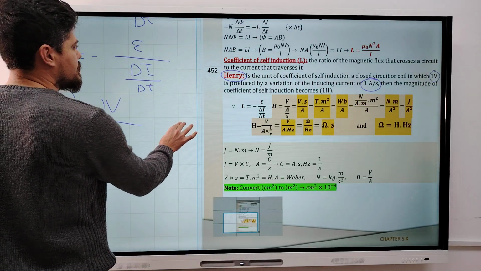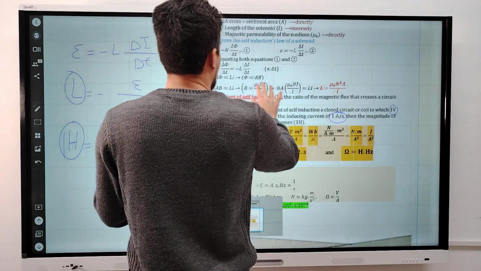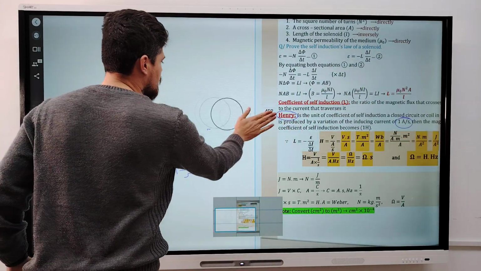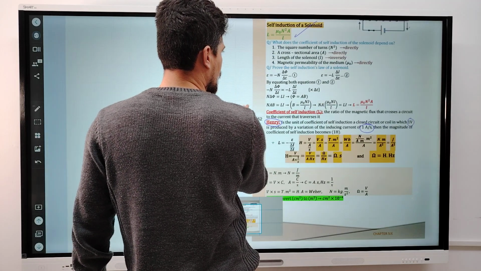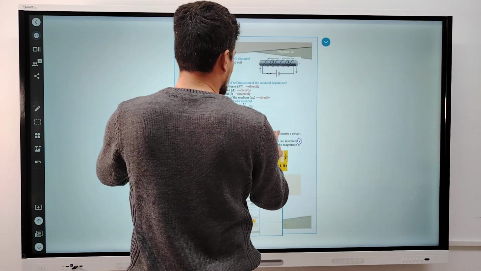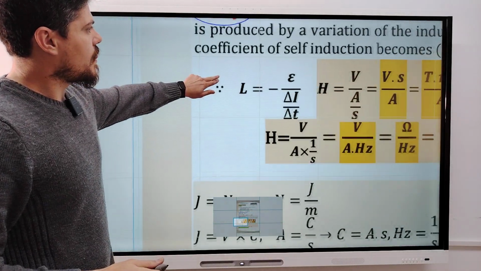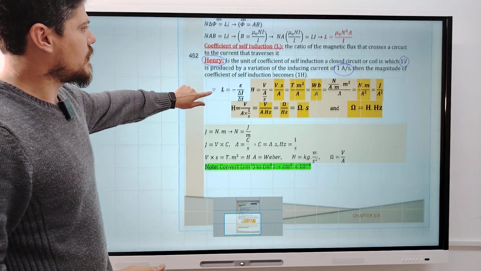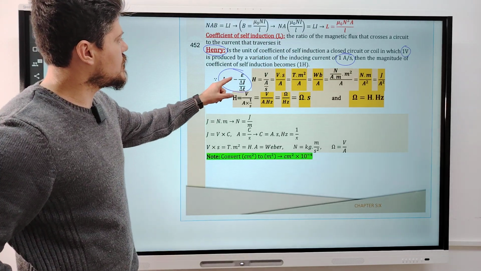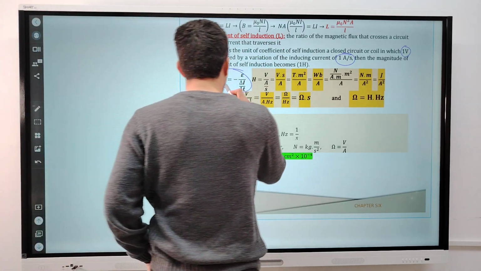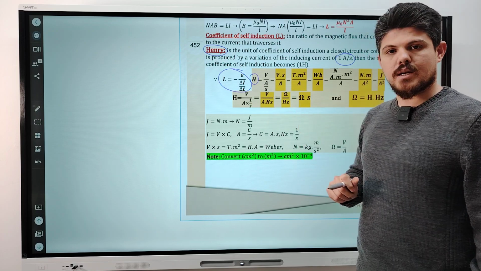Okay, so we have many equivalent units of Henry. Now I'm going to write some of the equivalent units of Henry. Look. From this equation, L is equal to the induced EMF over the variation of the current per unit of time. L is measured in what? In Henry. Potential difference is measured in volt. I in ampere, time in second.